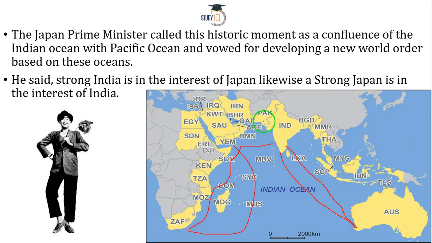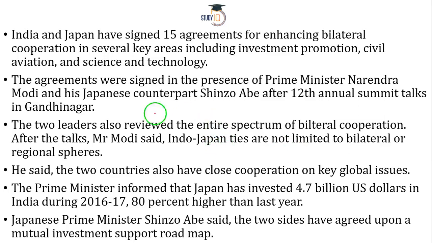When India becomes strong, it is going to be beneficial for Japan as well, because of the relation that we have with each other. Apart from that, there are 15 agreements that have been signed between both the nations, and the other important point is that the ties are not limited to bilateral or regional relations. It is about the whole world, and these are the other things that have been exchanged with each other.